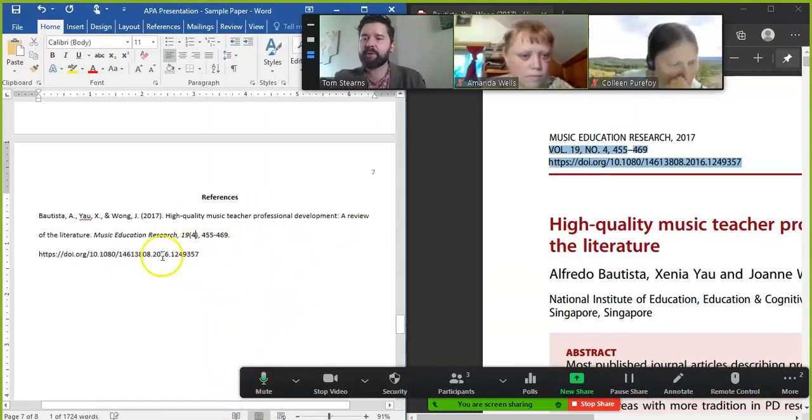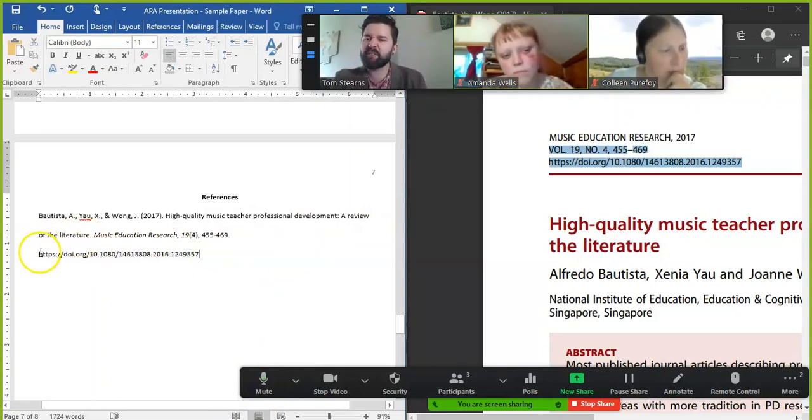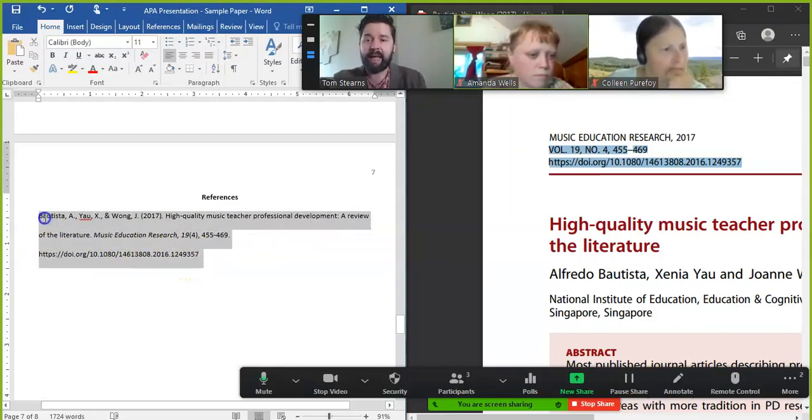Now you might think, this looks really weird because this goes on to the next line. That's okay because this is a long URL. But what's confusing about it is this looks like it's starting a new line, right? This is one of the reasons why we need a hanging indent.